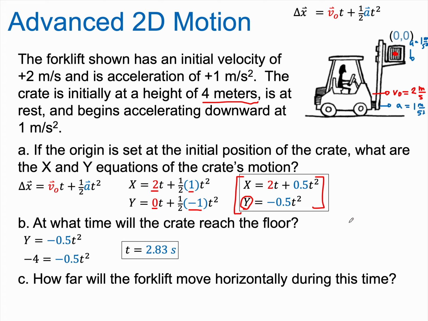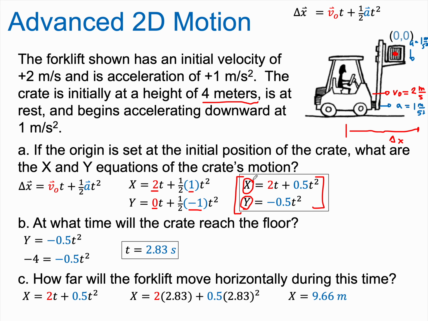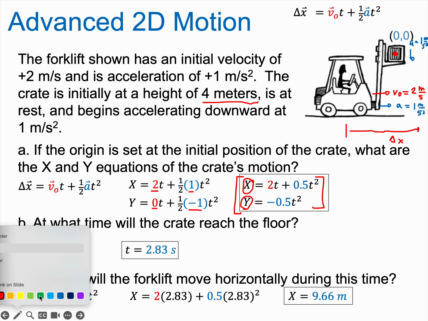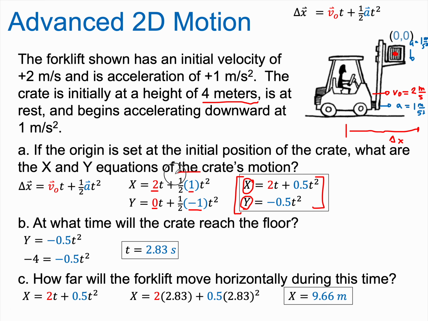And so the question is, how far will the forklift move horizontally during this time? Our delta x. This is the delta x in the horizontal direction. So using the x equation this time, we want to figure out what is the x position at 2.83 seconds. So just plugging in our time, we can get our answer. It will have moved roughly 10 meters during the time in which it takes the crate to fall. What's different between this and projectile motion? Well, in particular, we have acceleration now both in the x direction and in the y direction. And so both of our equations have the 1/2 at squared term in them.